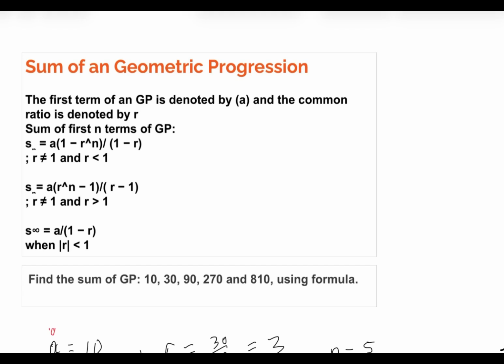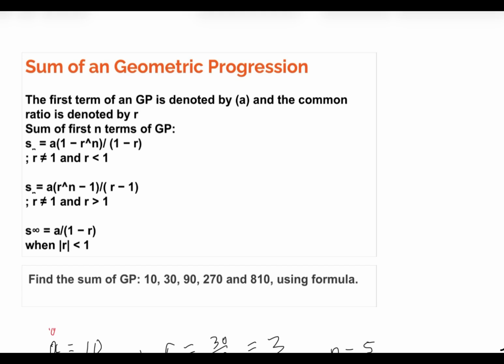Another formula, S sub n is equal to a times (r raised to the n minus 1) all over r minus 1. That's for when r is not equal to 1 and r is greater than 1.